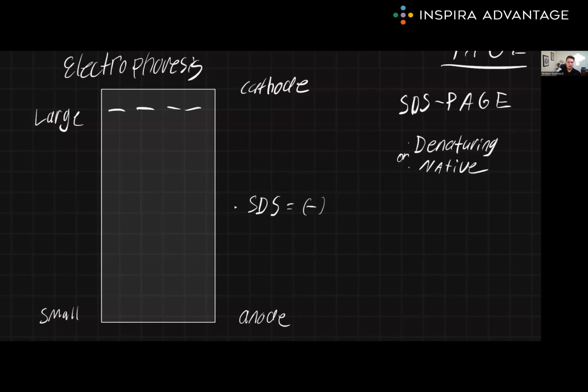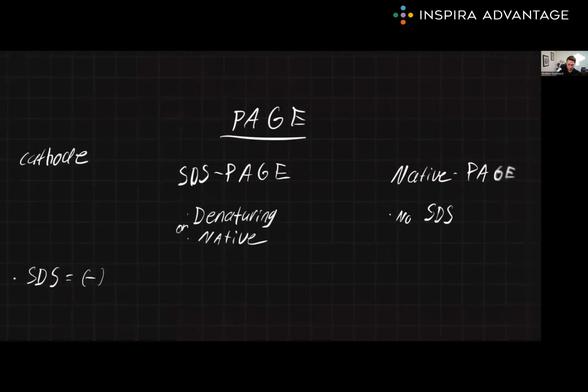The larger proteins will move more slowly and therefore will be located closer to the top of the gel, whereas smaller proteins can more quickly zip down towards the bottom. So we're going to find smaller proteins at the bottom of the gel and larger proteins near the top of the gel.